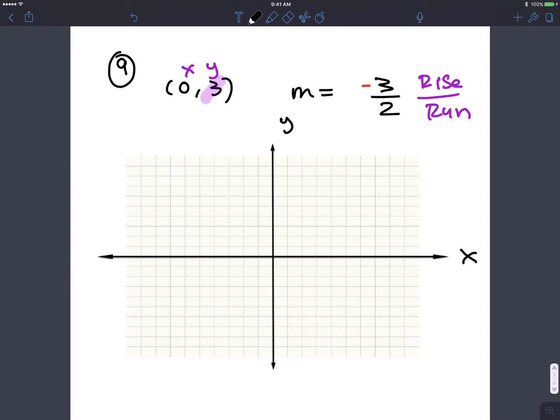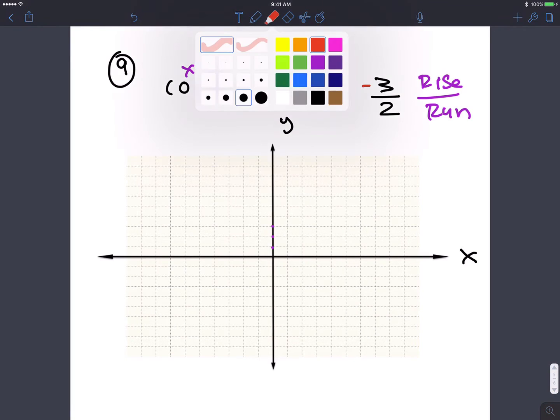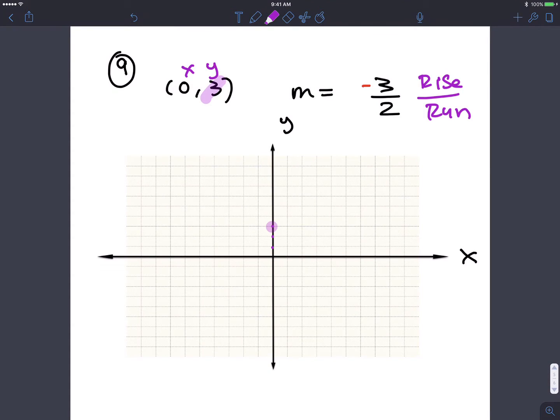We have the x-axis and we have the y-axis. Now, we're going to plot our y-intercept at 3. 1, 2, 3. This is the location of our y-intercept. We need the next point, and what we're going to do is we're going to go down 3, and we're going to go to the right 2. 1, 2, 3, to the right, 1, 2. This is the location of the second point. We're going to draw our line now.